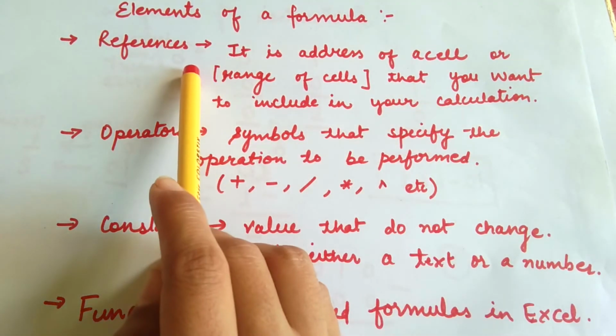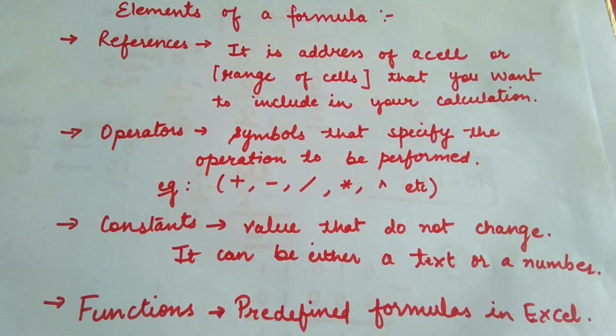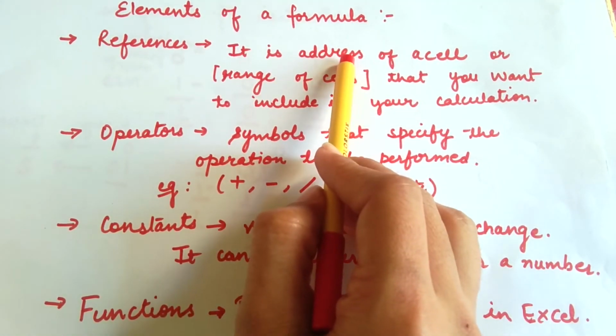Now reference, basically, reference means address. So you want to perform calculation upon your data, and where you are going to enter your data in the cell, and how you are going to refer to that cell is with its address. So what is the necessary thing that we want to include while writing a formula?